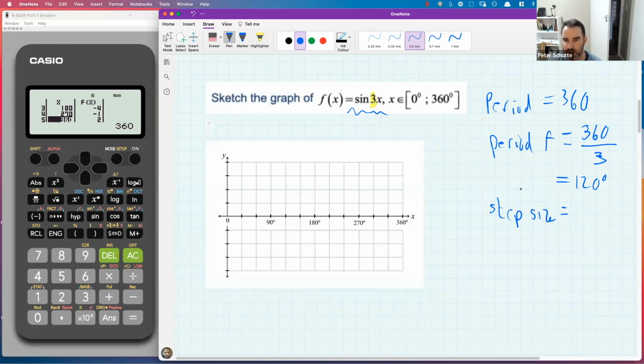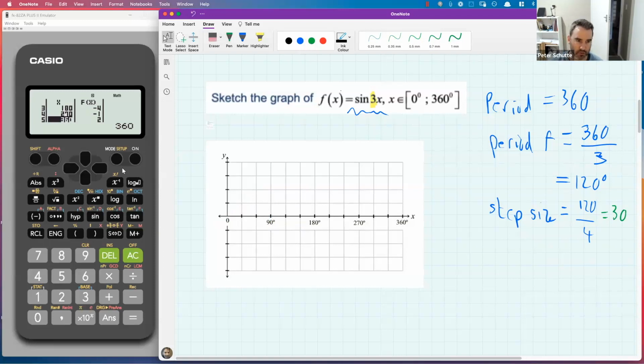So the period's 120. What's the step size going to be for a sine graph when the period has been changed like this? So I see Annie and Morgan have got it. Okay, exactly, Annie, it's going to be 30. And the reason the step size is now going to be 30 is when we draw the sine graph, we draw it in like 4 little movements, each one for a step. And because the period's 120, the new step size is just going to be 30.